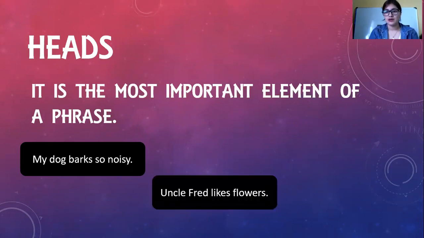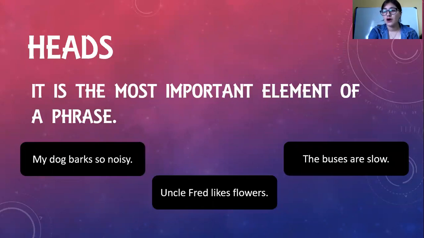Then we have the next example, Uncle Fred likes flowers. The same as before. Uncle Fred is the subject, but the head is only the word Fred, because I can have so many uncles, but I am talking about Fred in specific. And finally, I have the buses are slow, where the buses is the subject, but the word buses is the head of this phrase. Got it?